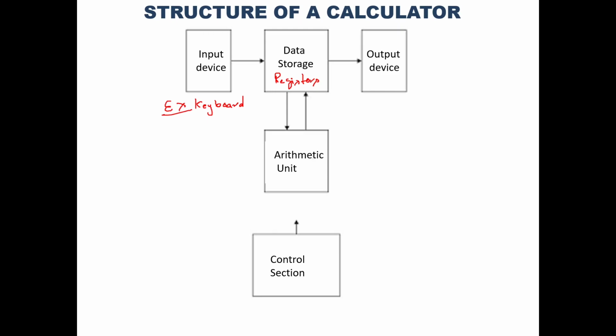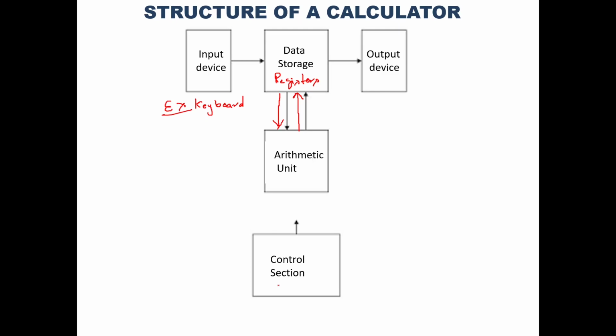Now, if you are doing addition, subtraction, multiplication or division, that has to be given to an arithmetic unit. Here you can see the data, the operand, and everything is given to the arithmetic unit. The arithmetic unit will process it and give the result back to the memory. All these operations are controlled by the control section.